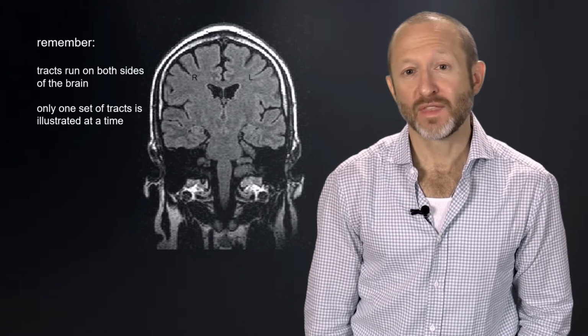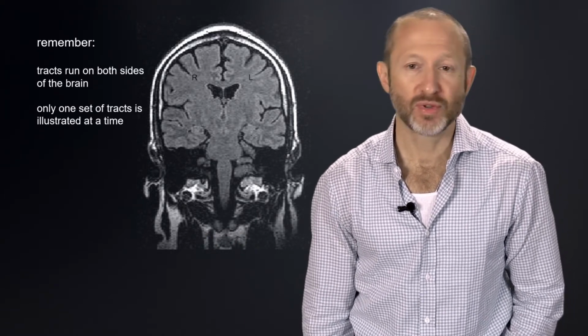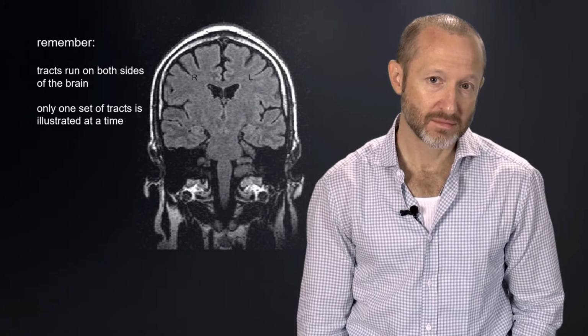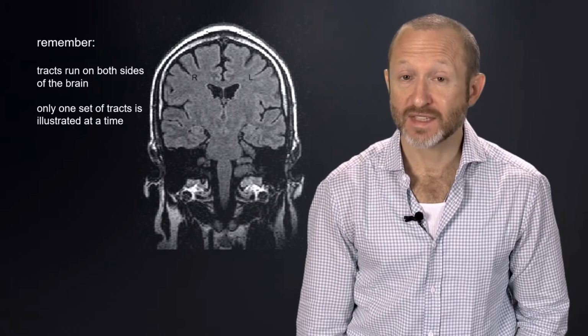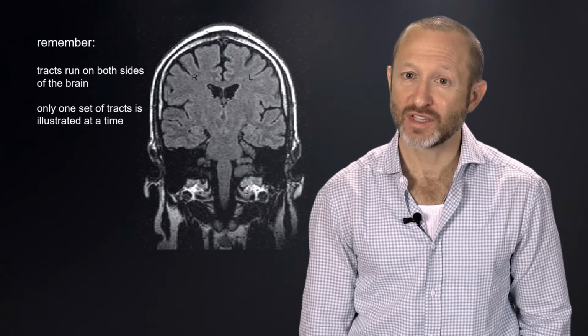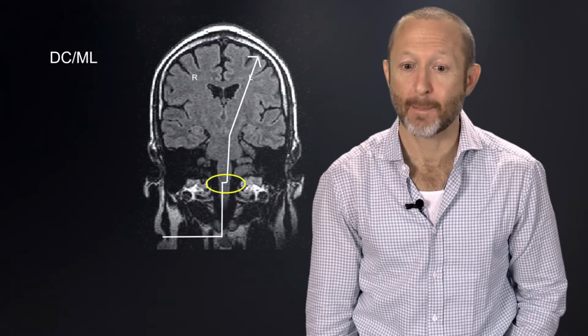Now, remember that when I'm showing you these different tracts, I'm only showing you tracts on one side of the brain. The reality is that these tracts are present bilaterally, and so keep that in mind whenever you're localizing lesions to the central and peripheral nervous system.